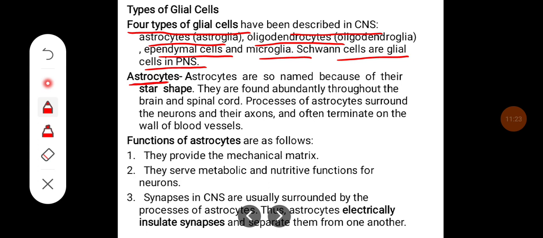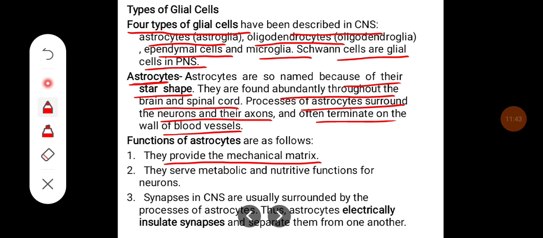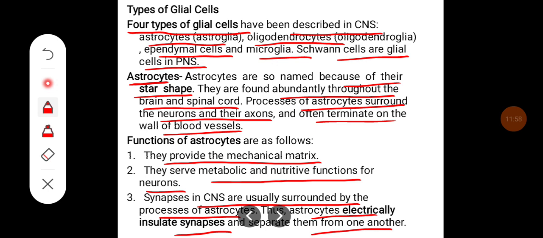Astrocytes are so named because they are star shaped. They are found abundantly throughout the brain and spinal cord. The processes of astrocytes surround the neurons and their axons and often terminate on the wall of blood vessels. Astrocytes provide a mechanical matrix and serve metabolic and nutritive functions for neurons. The synapses in the CNS are usually surrounded by the processes of astrocytes, so astrocytes electrically insulate synapses and separate them from one another.